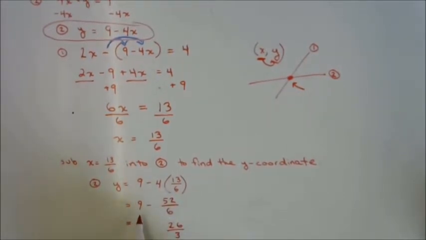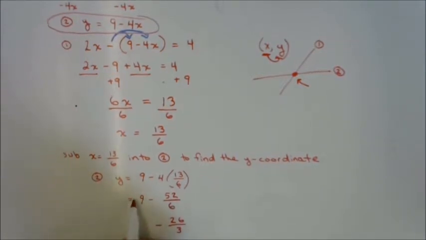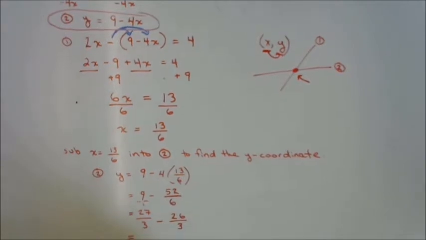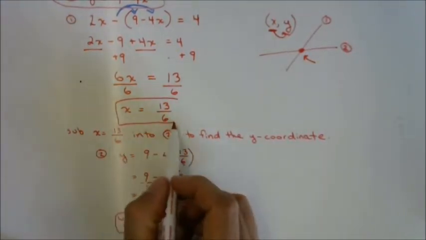Because I am subtracting fractions, I need to find a common denominator. I have a common denominator of 3, so I need to represent 9 as a fraction over 3. Right now it's 9 over 1, so that's the same as 27 over 3. Becomes pretty easy. y is 27 thirds minus 26 thirds. y is 1/3.